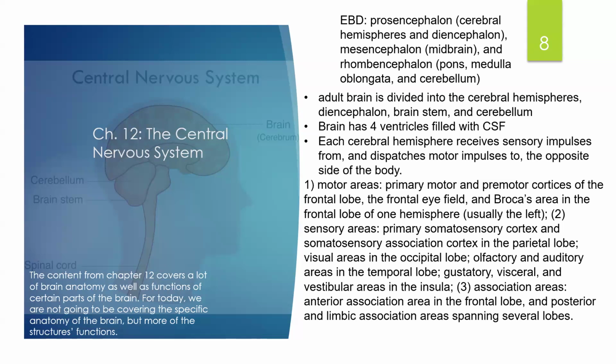So we have specific areas of the brain that you're responsible for knowing for the lecture portion. The motor areas: this is the primary motor and premotor cortices of the frontal lobe, the frontal eye field, and the Broca's area. The Broca's area is found in the frontal lobe of one hemisphere.